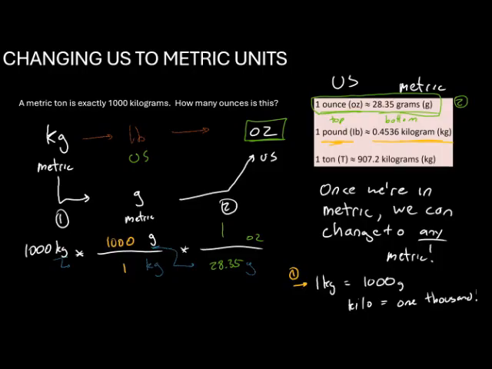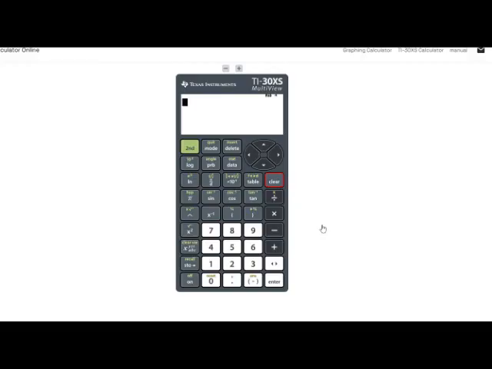Now our calculation will be 1,000, multiply by another 1,000, and then divide by 28.35, just skipping over the times 1. Now we go to the calculator and do the math. We take our 1,000, multiply by another 1,000, and divide by 28.35. When we press enter, we get 35,273.